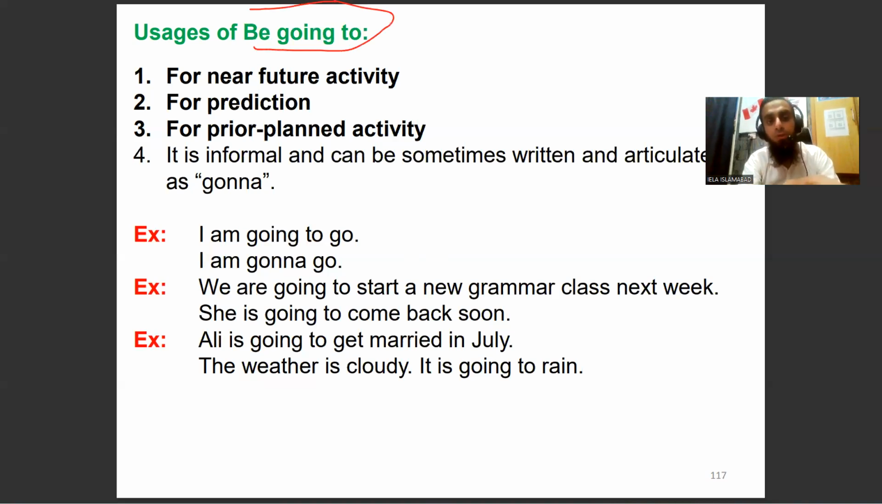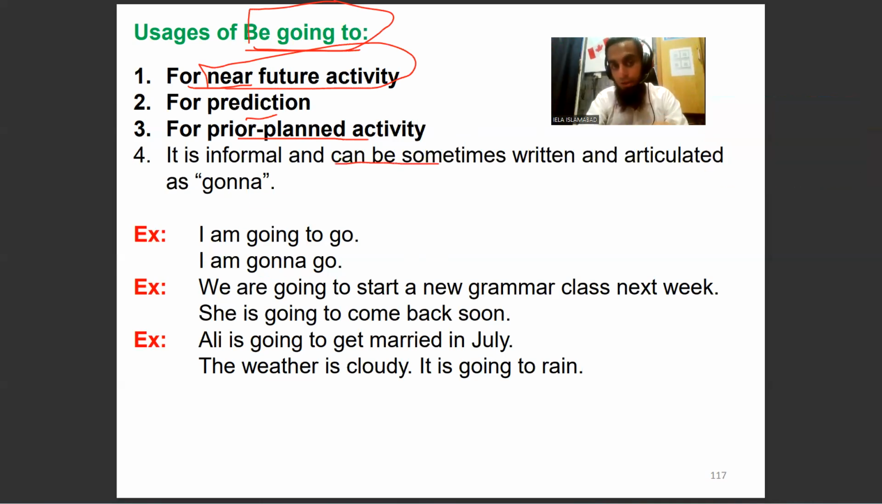But now we also use will with I and we. Be going to is used when we talk about near future activity. For far future activity, we use will. For near future activity, we use be going to. Also for prediction, if you predict something, and for a present plan, when you plan something, right? It is informal and can sometimes be written and articulated as gonna, right? It can be, I'm gonna do that. You are gonna be supposed to do that.